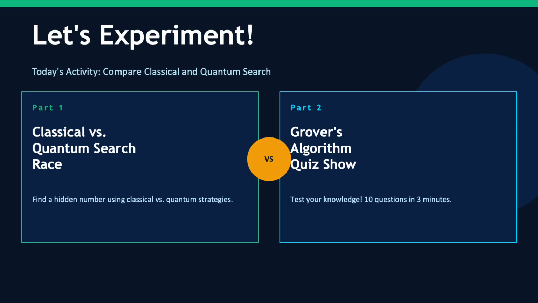The second activity is a question round, where you will work in groups to answer questions about Grover's algorithm as fast as you can. This is your chance to test what you have learned and see how well you understand the key ideas from the lesson. Both activities are designed to be fun and competitive, but they also have a real educational purpose. Research shows that you learn and remember things much better when you actively apply them, so take both activities seriously. Ready? Let's go.